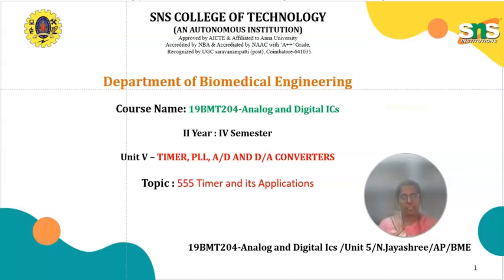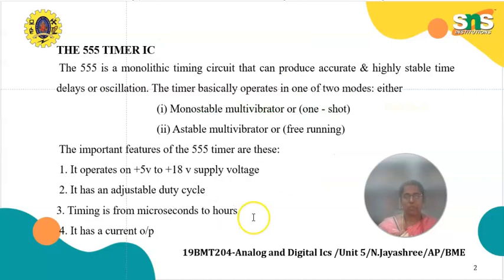I'm going to take the 555 timer and its applications under Unit 5, which is under timer, parallel and A to D and D to A converters. What do I mean by 555 timer? The 555 timer is a monolithic timing circuit that can produce accurate and highly stable delays or oscillations. The timer basically operates in one of two modes, either monostable multivibrator or astable multivibrator.